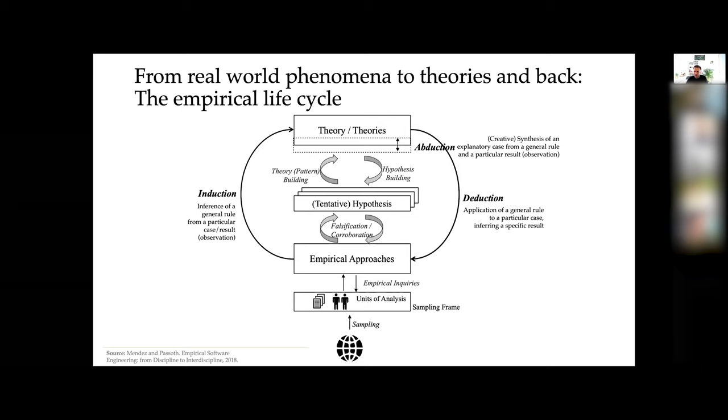This is something not really common in software engineering, but in other disciplines, in physics, for example, the discovery of dark energy. This was one specific example for abduction.